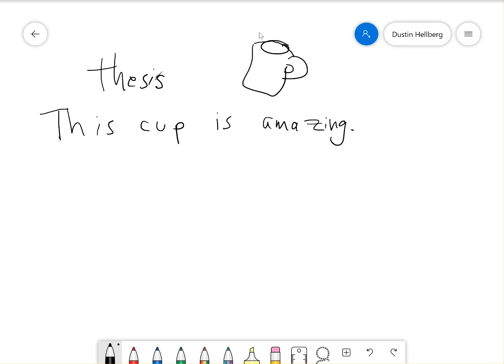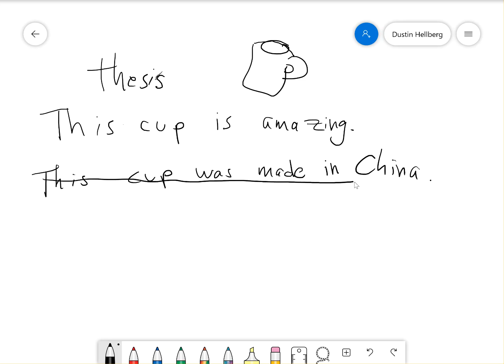Okay. So this is what I want you to see. This is the difference between observation and interpretation. An observation would be something like this cup, let's just say on the bottom it says made in China. If we said, oh, this cup was made in China, this is an observation. This is an interpretation. Observations will almost never work in a thesis statement because a thesis statement intends to interpret.